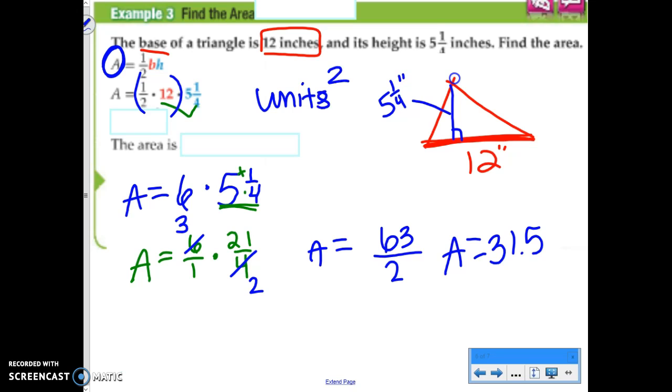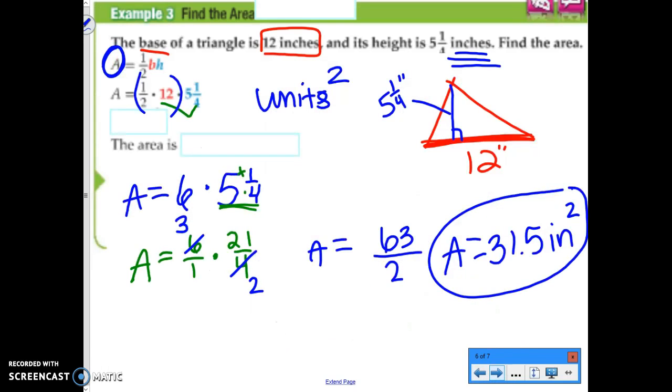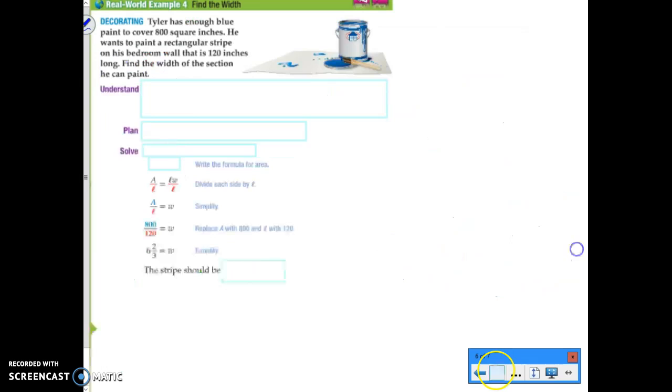And remember, area is always written in units squared. So here my unit is in inches. So I would write 31.5 inches. And because it's asking for the area, I know that I have to square that unit. That's very important. As a matter of fact, if we go back to that, oh, I guess they didn't show us on the last page. Just always make sure that when you're talking about area that you're squaring those units.